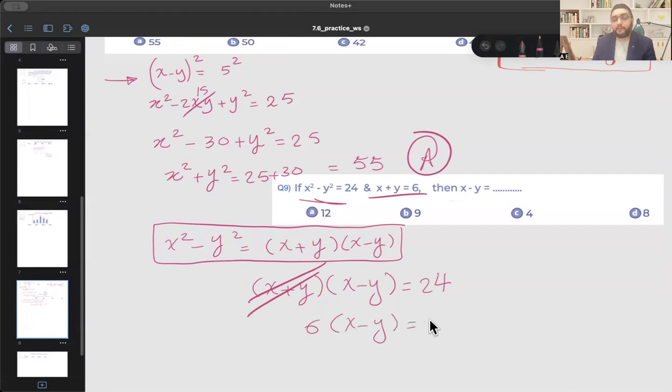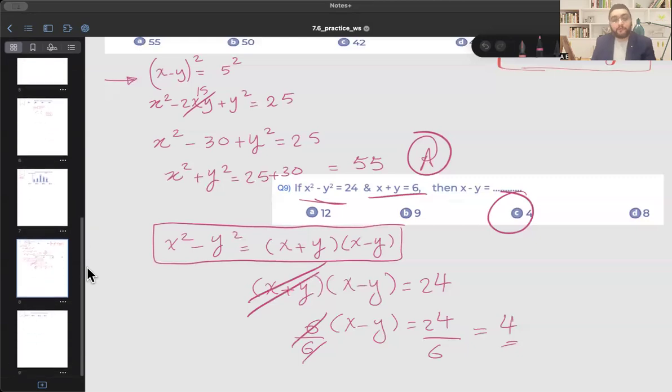Now we can divide both sides by 6 to find x minus y. Don't multiply 6 times x and 6 times negative y. You will not find anything. Just divide both sides by 6 to find x minus y directly. So 24 divided by 6 equals 4. So the answer is C. Let's move to this question.